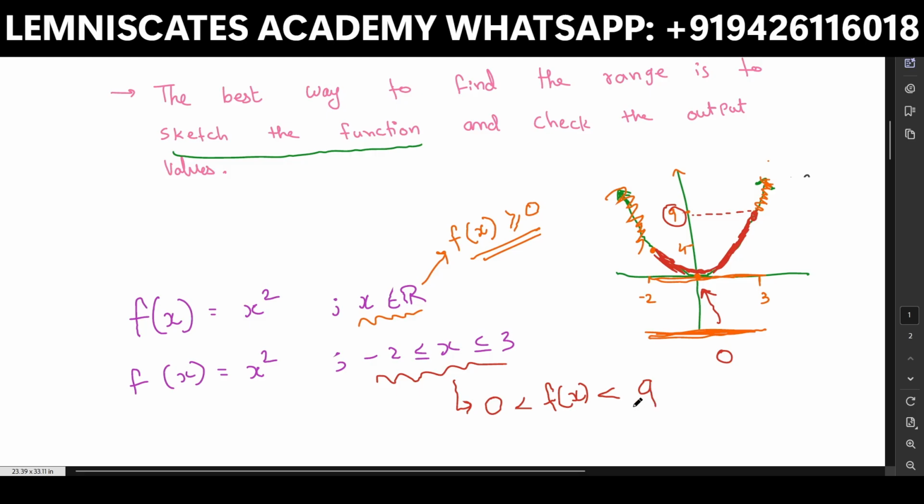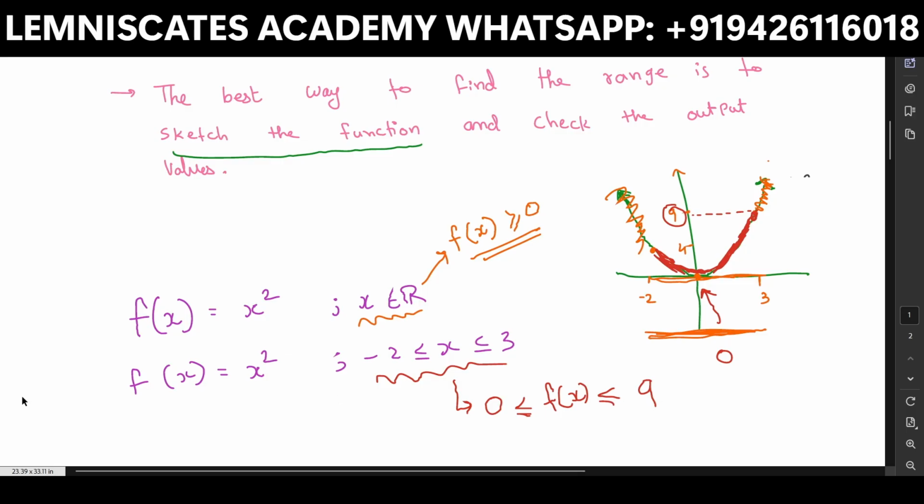Now, are 0 and 9 part of the outputs, or just below 9 or maybe just greater than 0 part of the range? So clearly we know that the output of 0 is produced when the input was 0. And because 0 was part of your domain, it means output 0 is also part of your range. Similarly, as 3 is also part of your domain where you got 9, so we can say that 9 is also included as a part of the range.